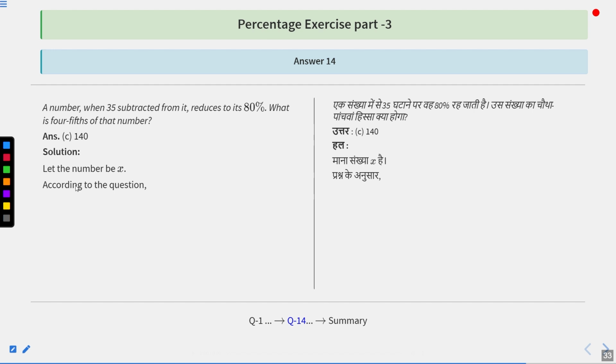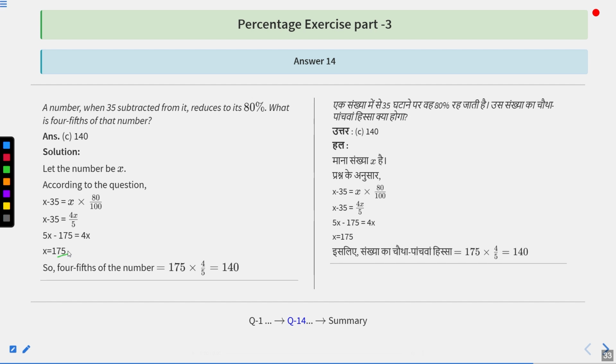Let the number be x. According to the question, when we subtract 35 from x, it becomes 80% of itself, that is x into 80 upon 100. So x minus 35 is 80 upon 100, which is 4 upon 5, that is 4x upon 5. So 5x minus 35 into 5, which is 175, equal to 4x. 5x minus 4x is x, and 175 becomes positive after going to that side. So the number was 175, but we have to find the 4/5 of that number. That is 175 into 4 upon 5, that is 140. Option C is the right answer.